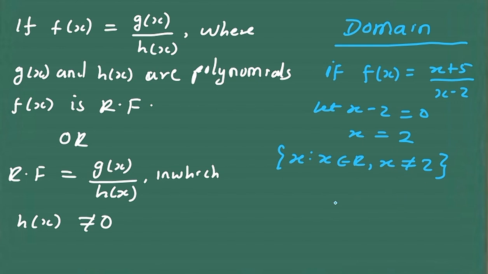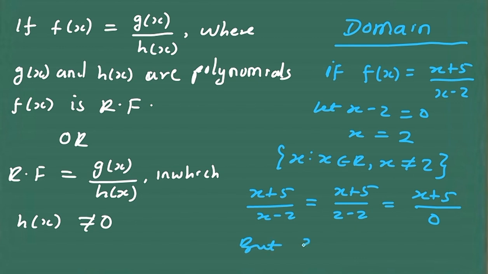Now what this means is that we have x plus 5 all over x minus 2. If we substitute the value of x, this will give us x plus 5 all over 2 minus 2, and this will be x plus 5 all divided by 0. But we know that this is undefined.